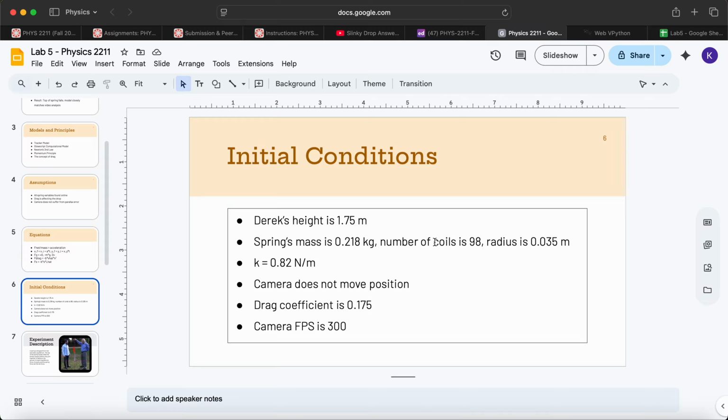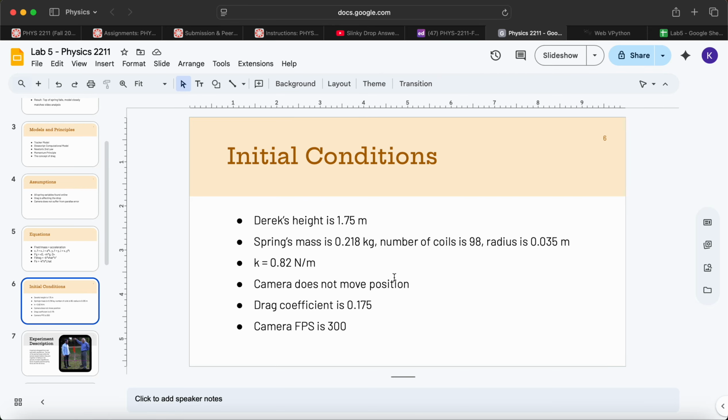Some initial conditions: we determined that Derek's height is 1.75 meters, our spring's mass is 0.218 kilograms, the number of coils is 98, the radius is 0.035 meters, and the spring constant is 0.82 newtons per meter. Our camera does not move position, the drag coefficient is 0.175, and the camera FPS is 300.